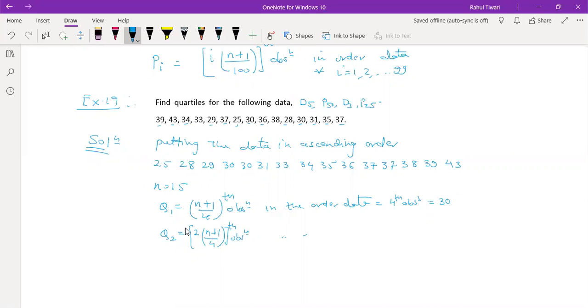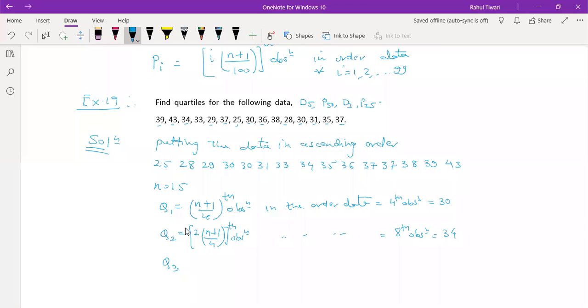This is all the same, so I am not writing it again and again. This means the 8th observation. So what is the 8th observation? This is the 4th one, 5th, 6th, 7th, 8th. So the answer is 34. Please check it out.